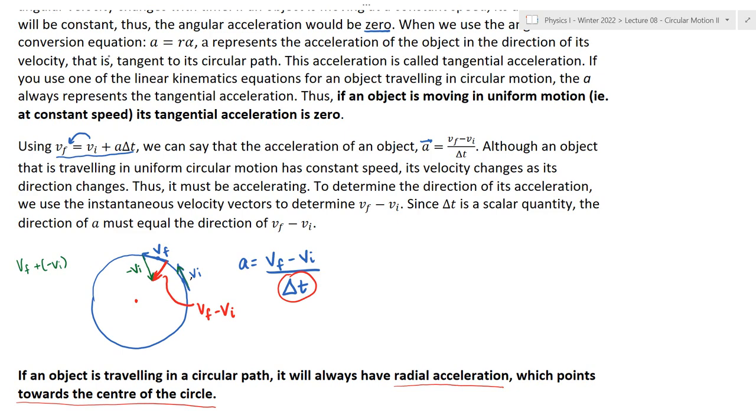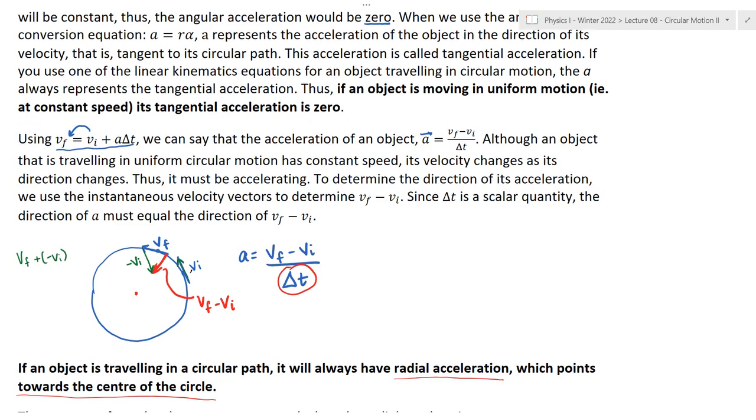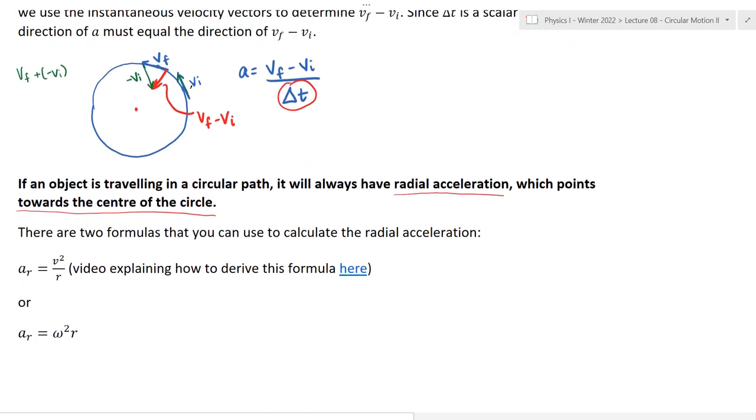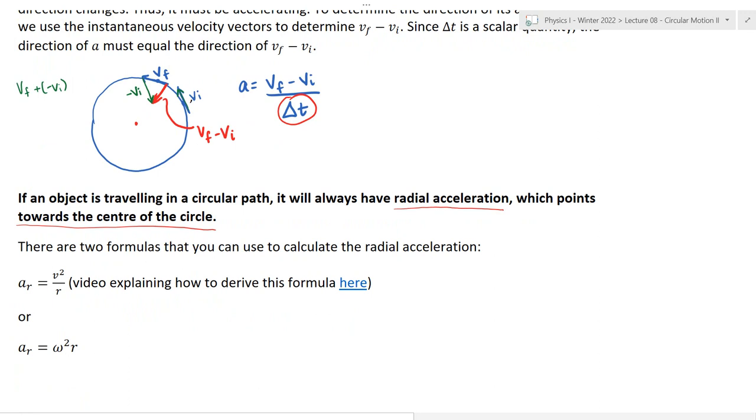But if your object is traveling in a circular path, then that means it has to have radial acceleration, and that radial acceleration always points towards the center of the circular path. There are two formulas you can use to calculate the radial acceleration. We have AR equals v squared over r, and if you like, you can refer to the little video here that shows how that formula is derived. And you can use the second equation, AR equals omega squared r. Those are actually the exact same equation.